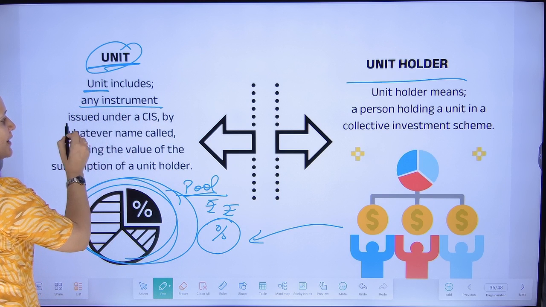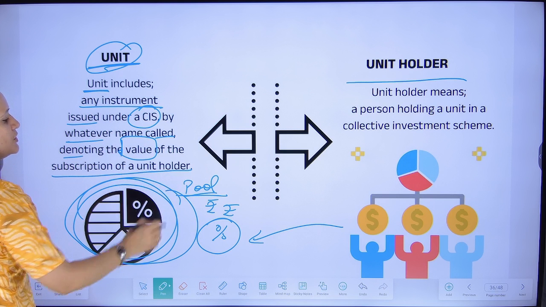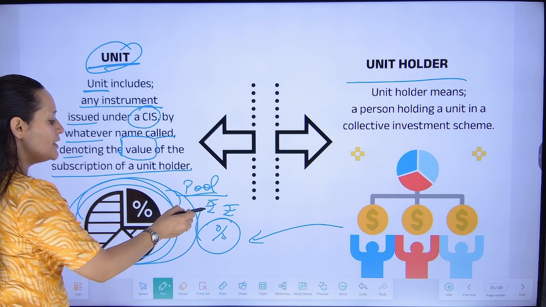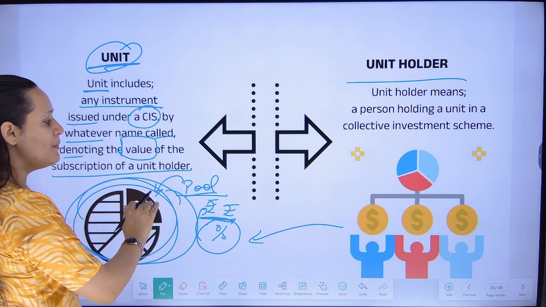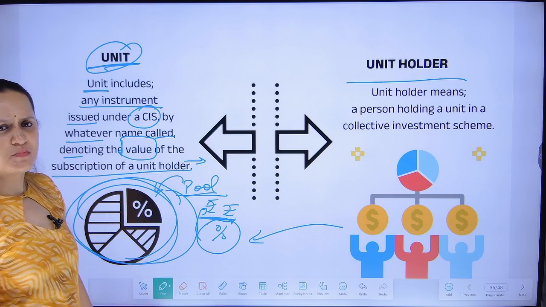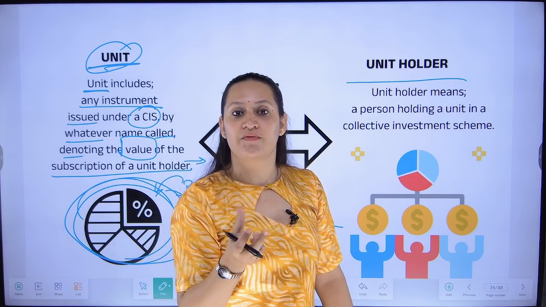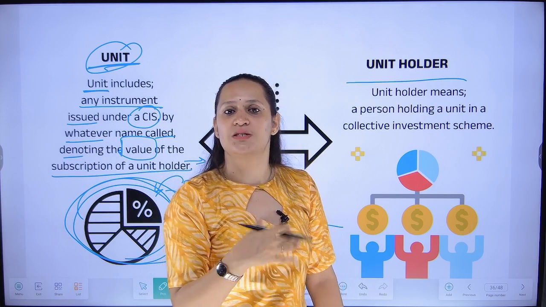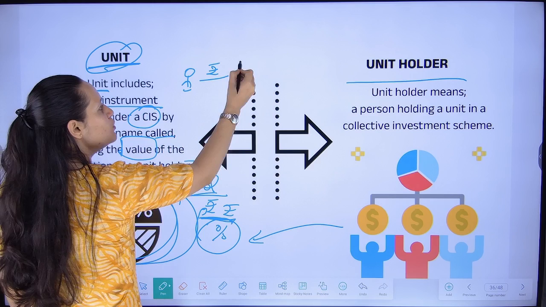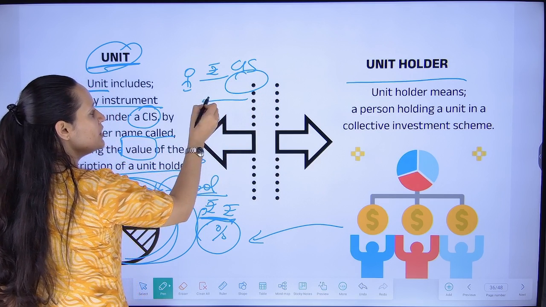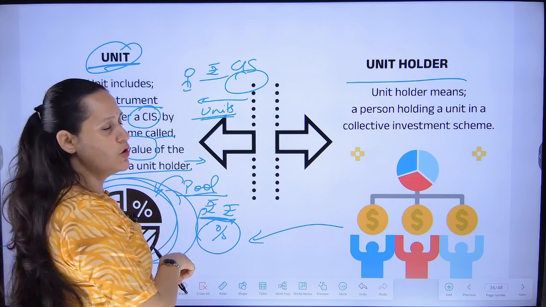Let's see the definition. Unit means any instrument issued under a CIS by whatever name you call, denoting the value of subscription of the unit holder. So what is your percentage of holding? What is the money that you have contributed to this pool of money? Because you have given us the money, we are going to issue you some kind of document. When we invest in the share, we get a share certificate in our name. That is the document proving your investment in the company. Similarly, when any investor is going to give any kind of money to the collective investment scheme, they are going to give you units, not share certificate. We are going to get units in this particular scheme.